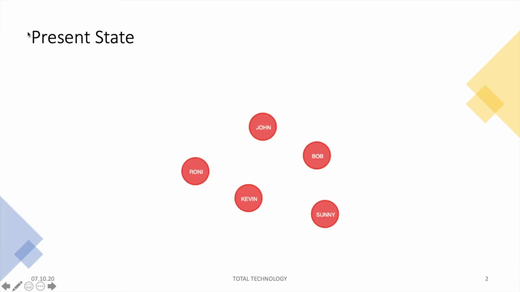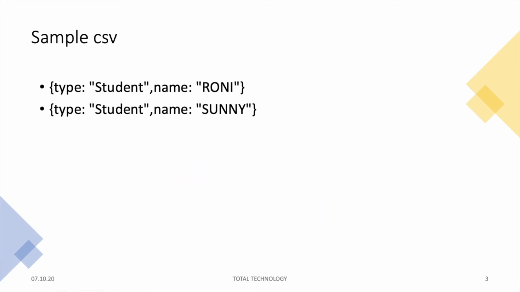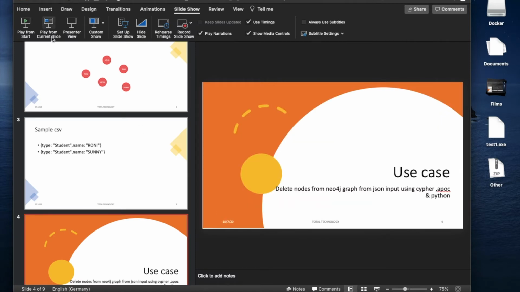Okay, so without wasting much time, this is our current state of the graph. For example, I've created a simple graph with 5 different nodes. The node type is actually student, meaning the label is student, and the names of these nodes are Ronnie, Kevin, Sunny, Bob and John. So what we'll do is try to remove some of the nodes by reading one JSON file. This is our JSON file. If you see, student means the label is student and name is Ronnie. So this type will be replaced by the property value label, and this will be replaced by the property value name.